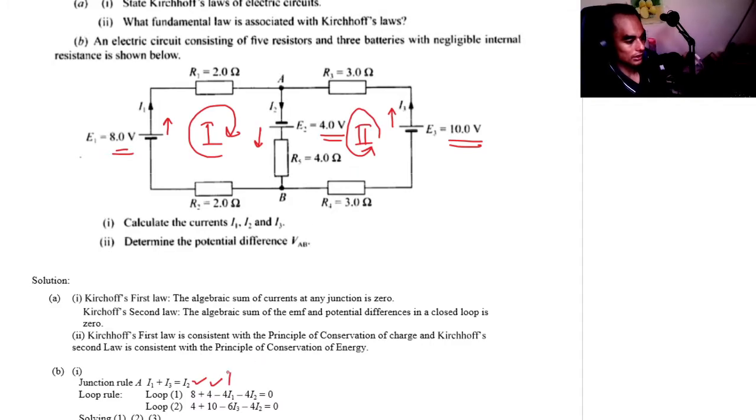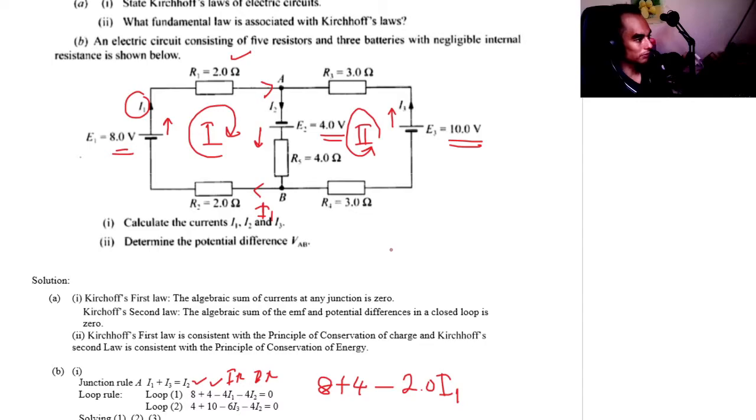This is IR. Loop 1 is 2.0. Oh, yeah, 1, 2. Okay, now I see it. So actually 8 plus 4 minus R1 with I, 2.0 I1, because I1 ended here, and then this side is also I1.